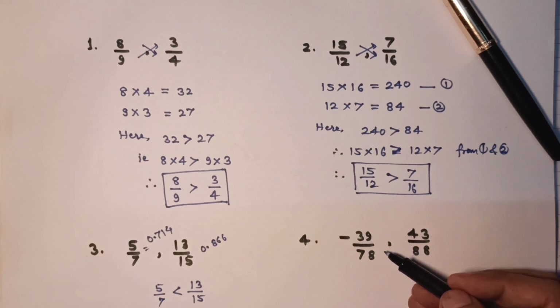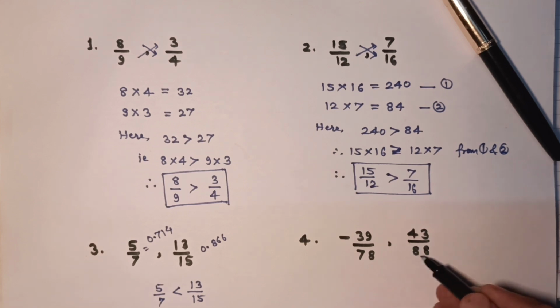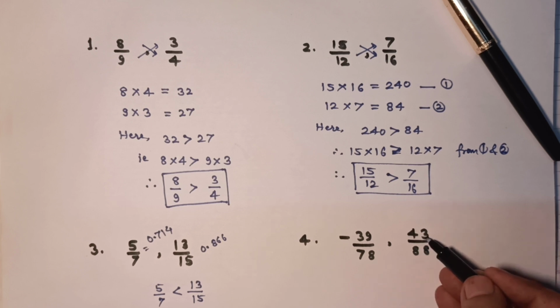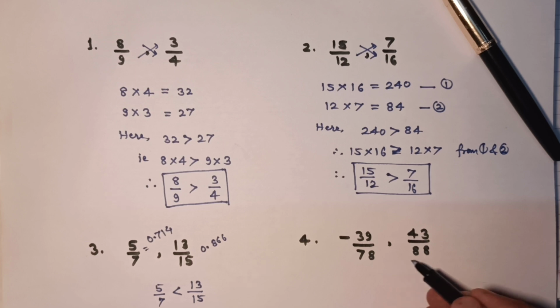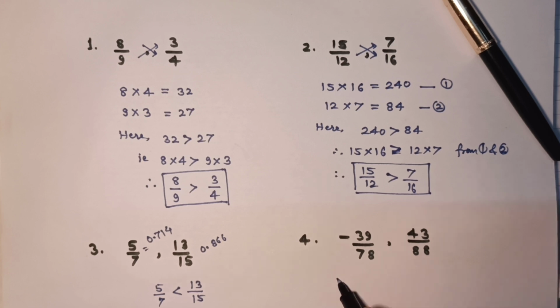Now look at this fourth question. Denominators are unequal. You don't have to cross multiply. You don't have to make the denominators equal. One is negative and the second is positive. So directly you can say, therefore minus 39 upon 78 is smaller than 43 upon 88. That's all, my dear students.